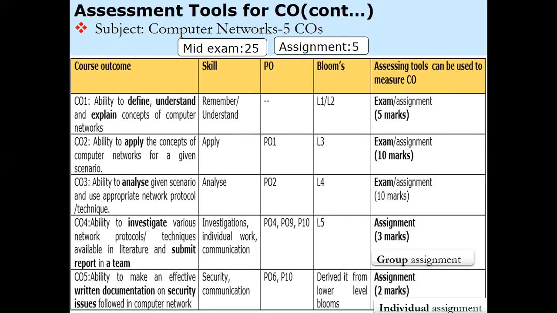Now, in order to measure the CO2, we can use the theory exam as well as assignment as assessment tools. But in this example, I'm using the theory exam as assessment tool. In the theory exams you can use Bloom's verbs like estimate, calculate, derive, find out. Any question which starts with the Bloom's level 3 verbs, you can use to assess this particular CO. Now, in order to measure the CO3, we can use the theory exam as well as assignment 3.